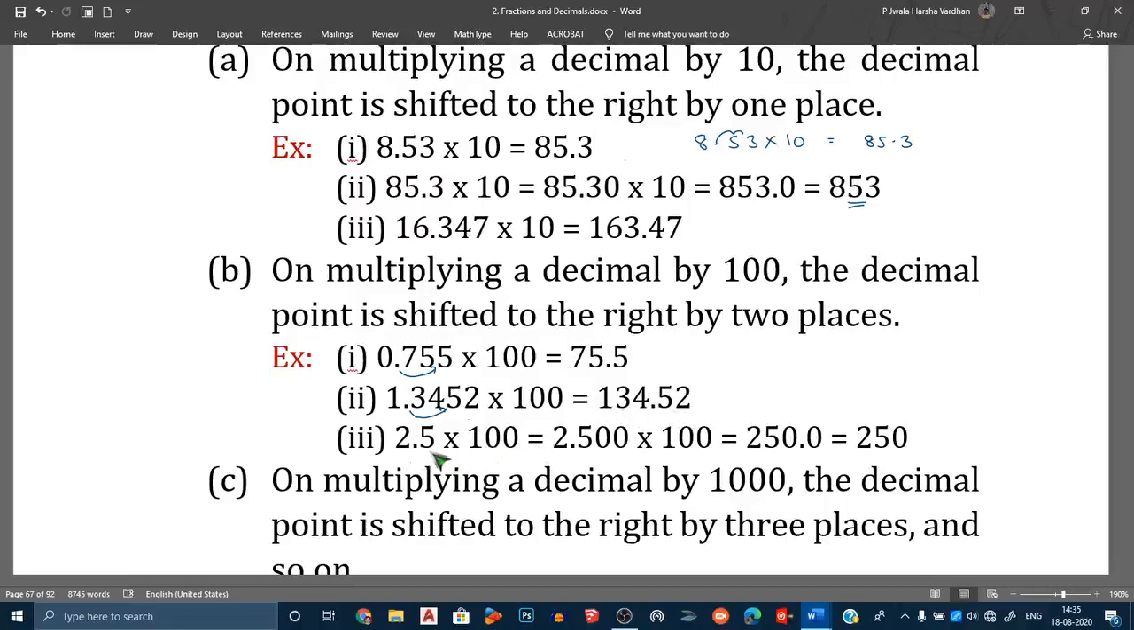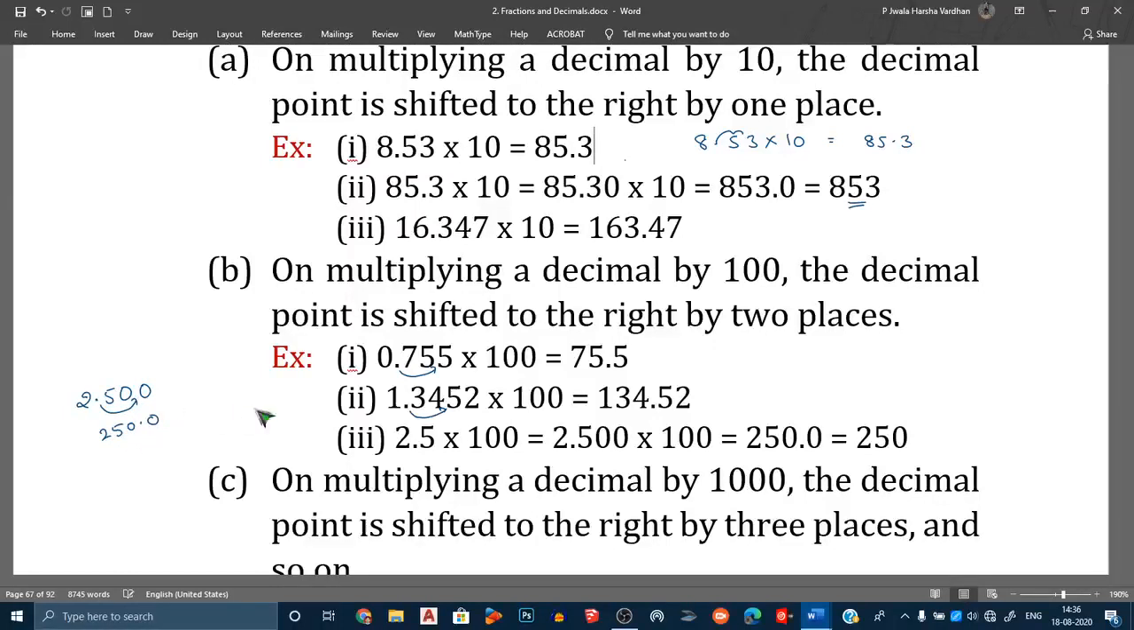Now it is 2.5 into 100. So this also you have to shift two digits, but after the decimal point we have only one digit. So you can annex one more 0 and one more 0 also, to write that 0 after the decimal point. So now you can shift this decimal point to here.